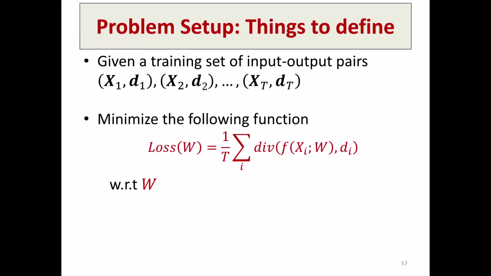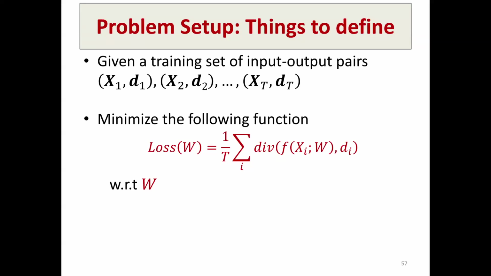We have a bunch of input-output pairs, where each training instance has an input X and a corresponding output. I've called it D because D is the desired output. This is the actual function g that I showed in the previous class, which is distinct from the actual output of the network. So each training instance is an input X and the desired output of the network, D. We have a collection of those.